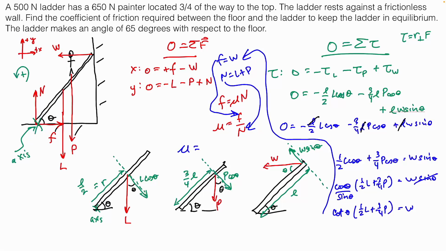I got 0.3. What are the units of the coefficient of friction? No units. What does this mean? What have we discovered? What have we found? If the coefficient between the ladder and the floor, say, is 0.5, what do we know? We're safe, right? Because if the coefficient is 0.5 and what we need is 0.3, we're golden, right? But what if the coefficient is 0.1? This is going to fall, right?